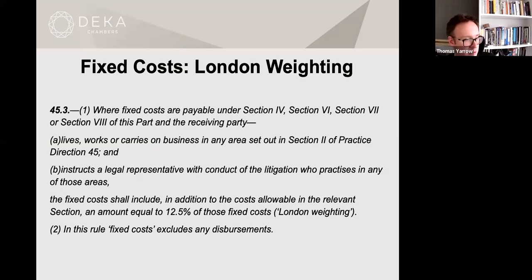So for foreign accident type cases, it's probably not going to cover a circumstance where your claimant resides in a foreign jurisdiction and is instructing a London-based firm.